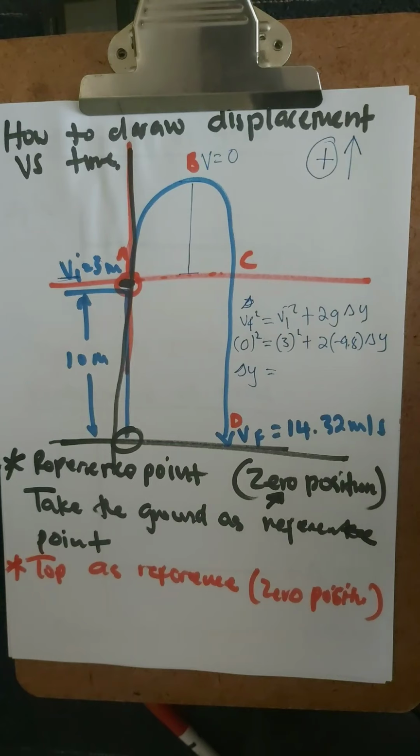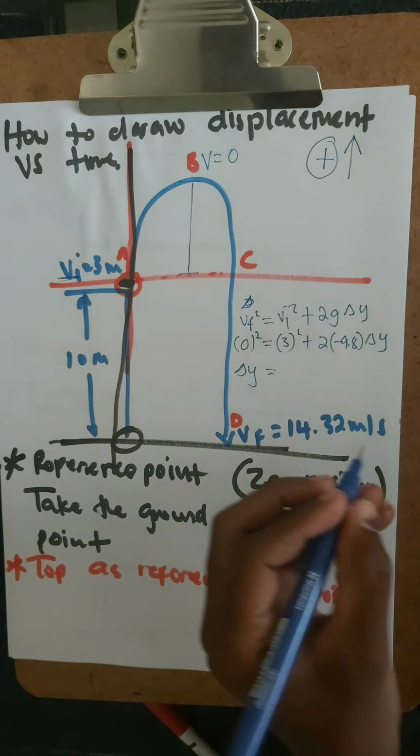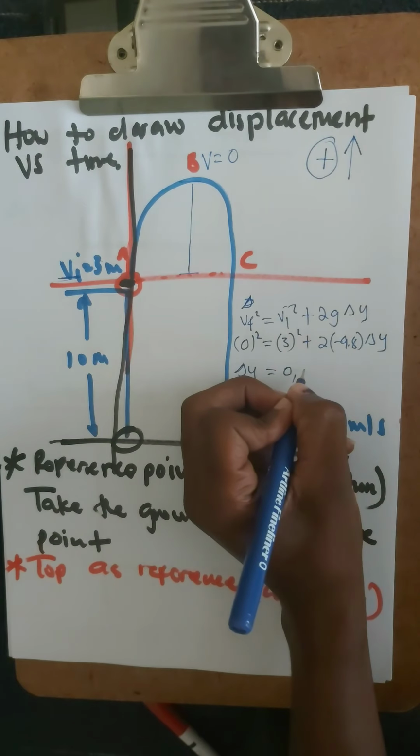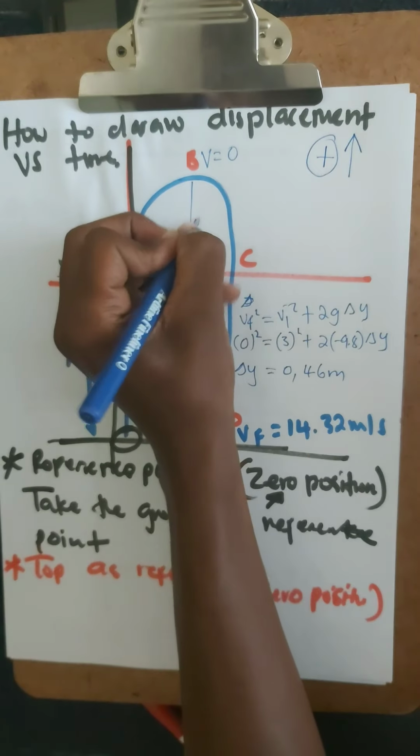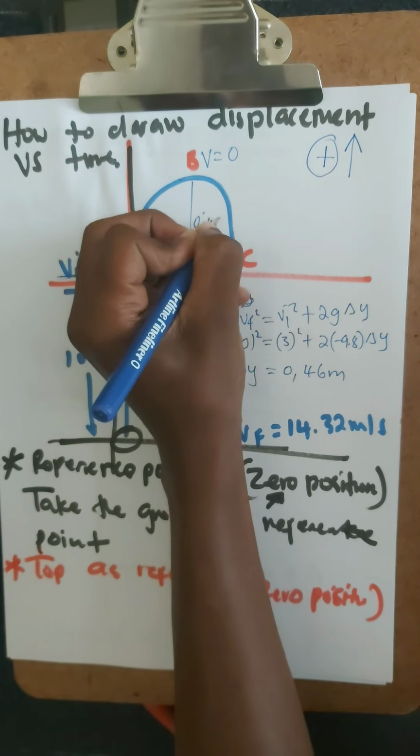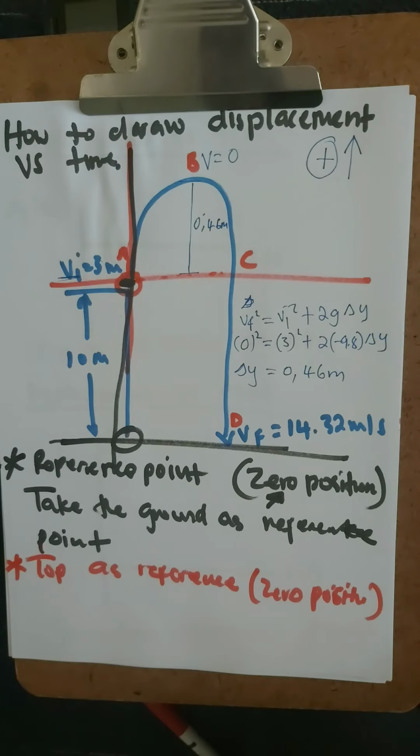Everything must make sense. So Vi squared, divided by 2 multiplied by 9,8. Then I get 0,46 meters. From here to here is 0,46 meters. Okay, so now we're going to use this quickly to sketch our graph.